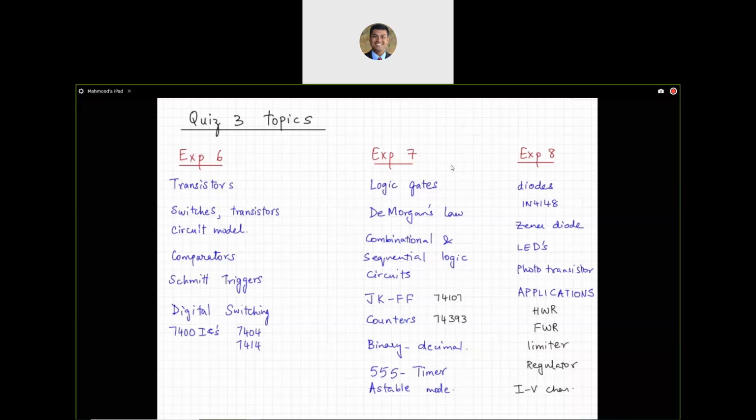Then we focused on the JK flip-flop, jump kill flip-flop. We used the 74107 IC to get hands-on experience with the JK flip-flop. We also looked at the 4-bit counter, the 74393. We also learned how to convert binary to decimal values in case we wanted to look at a certain counter state like 0010. What does that correspond to in decimal? By using positional significance, or simply multiplying that with increasing powers of 2 and adding the result up, you can convert that binary to a decimal number.